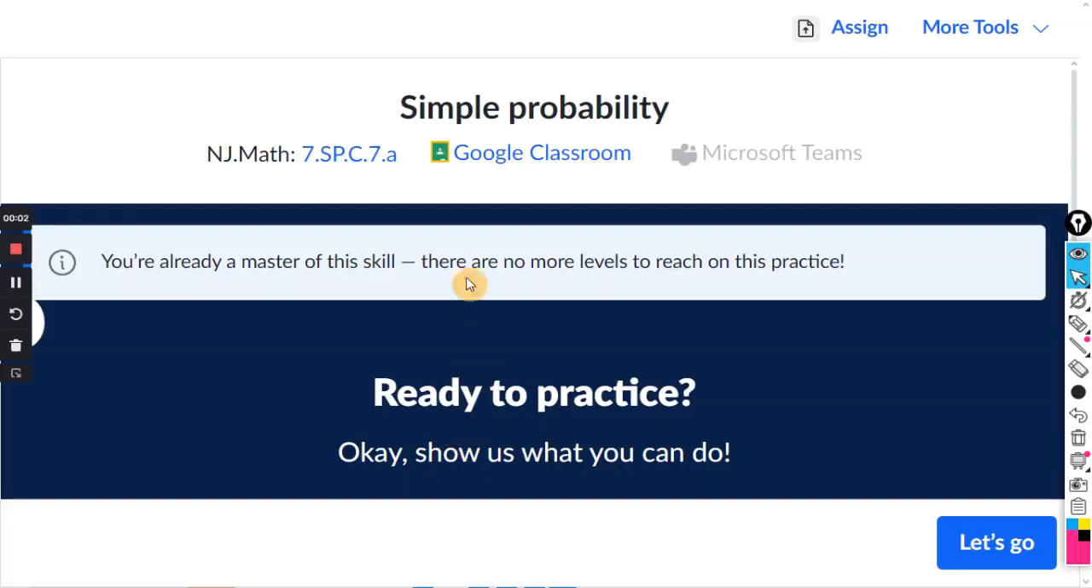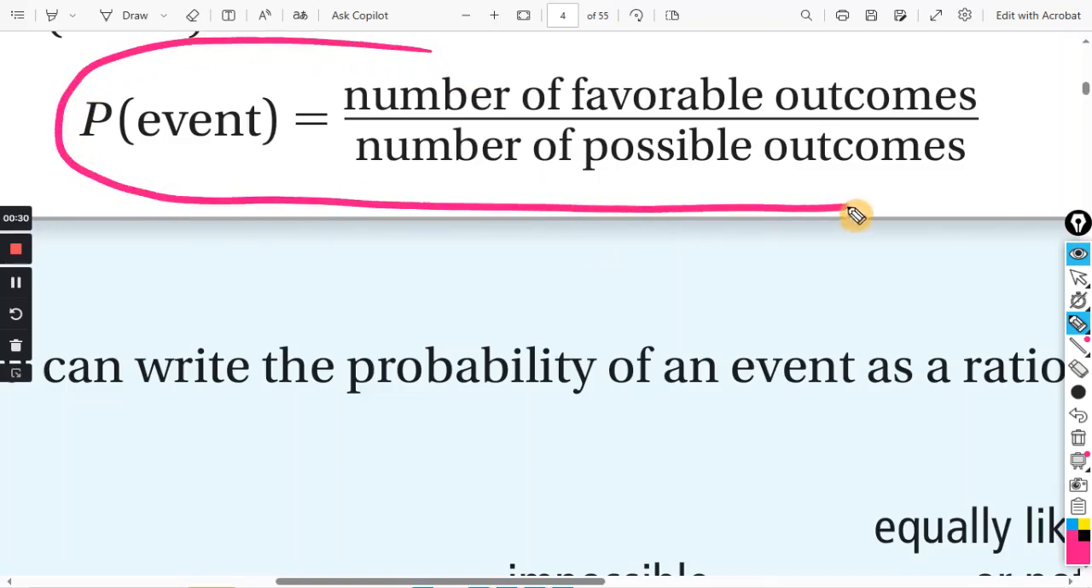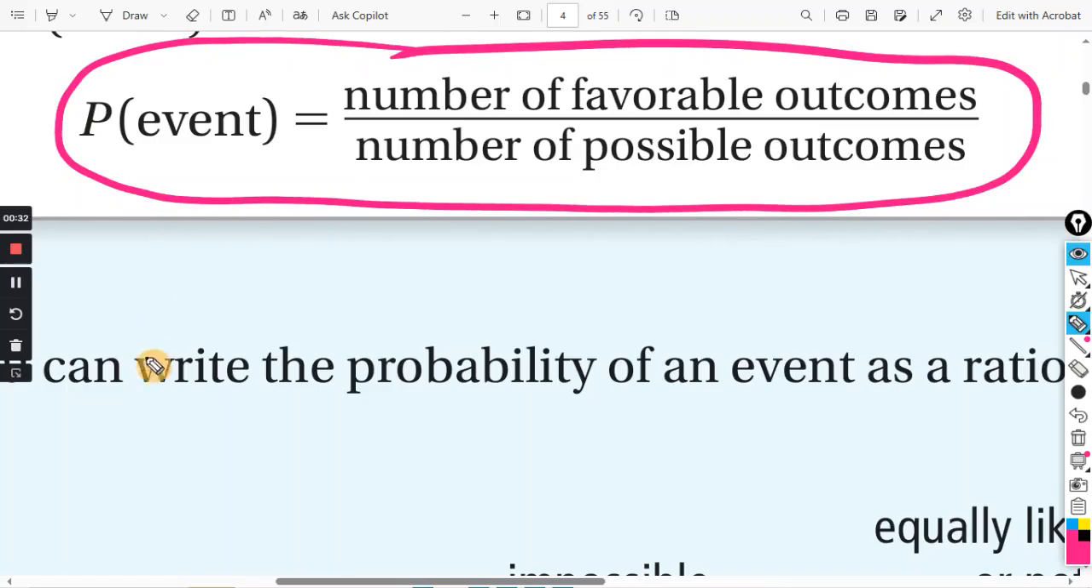This will be for the Khan Academy exercise, simple probability. So before we get started with the exercise, this will be the basic formula for probability. This P stands for probability. This is the probability of an event occurring, and that will be the number of favorable outcomes divided by the number of possible outcomes. So this right here will be the formula that we're using for this exercise.